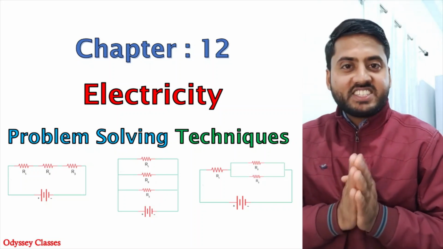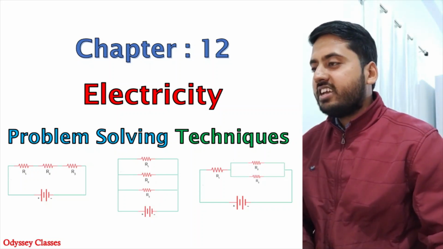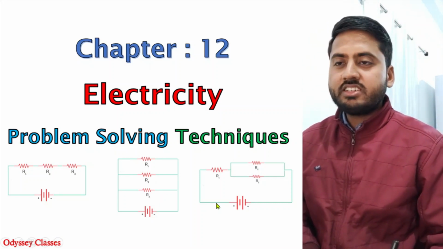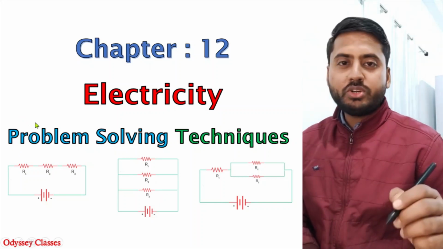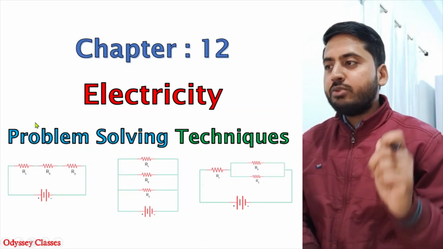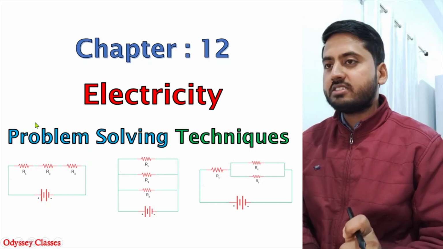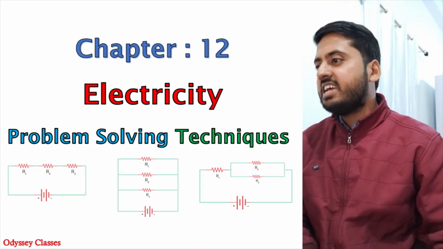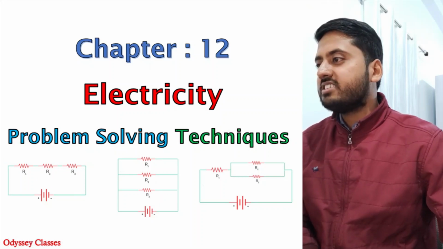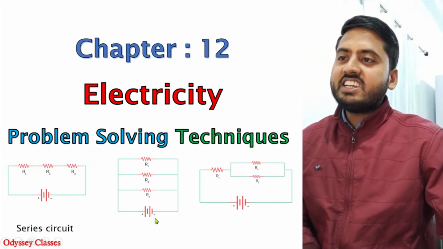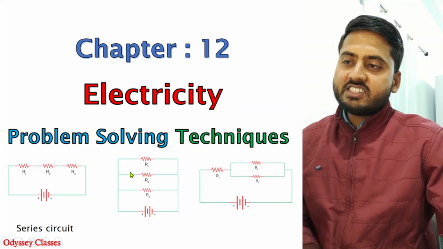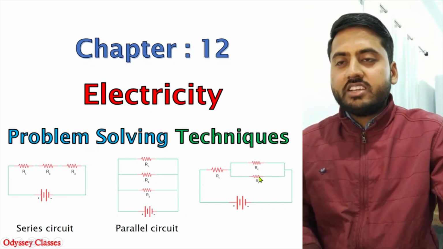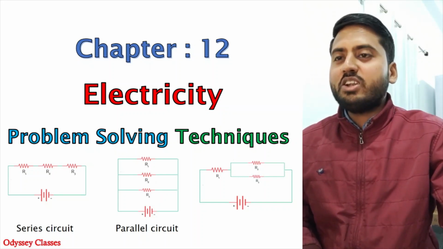So let's get started. As you can see here on the screen, there are three circuits given here. My first question for you is a simple one. Can you identify these circuits? I think by now you have guessed it correctly. The first circuit that you see here is a series circuit. The second circuit here is a parallel circuit. And the third one that you see here, it's neither series nor parallel.